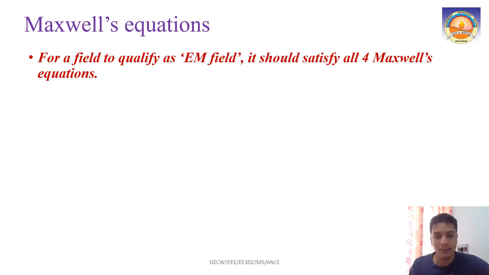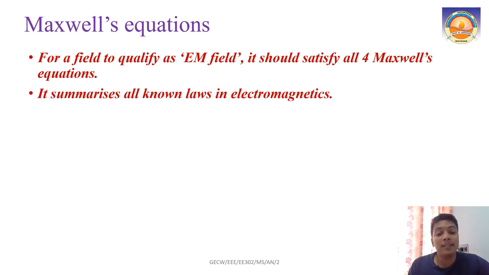I just want to conclude Maxwell's equations in general form. For a field to qualify as an electromagnetic field, it should satisfy all four Maxwell's equations. Understood? Maxwell's equations are mathematical, and whenever you say it's an electromagnetic field, then these four equations should be valid. That is the importance of these equations, and it summarizes all the known laws in electromagnetics.